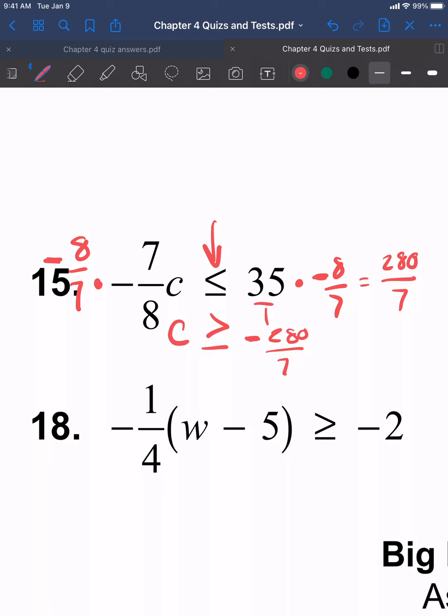Does 280 divide by 7 nicely? It does. 40. What'd you get, Gavin? -40.